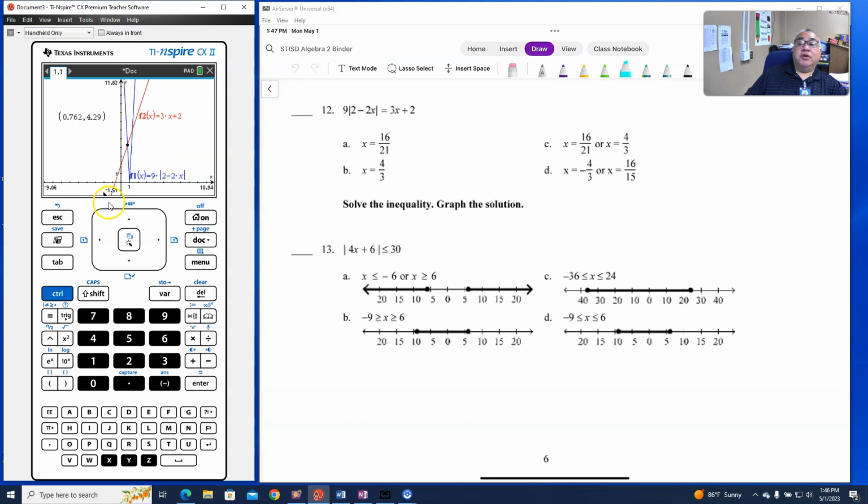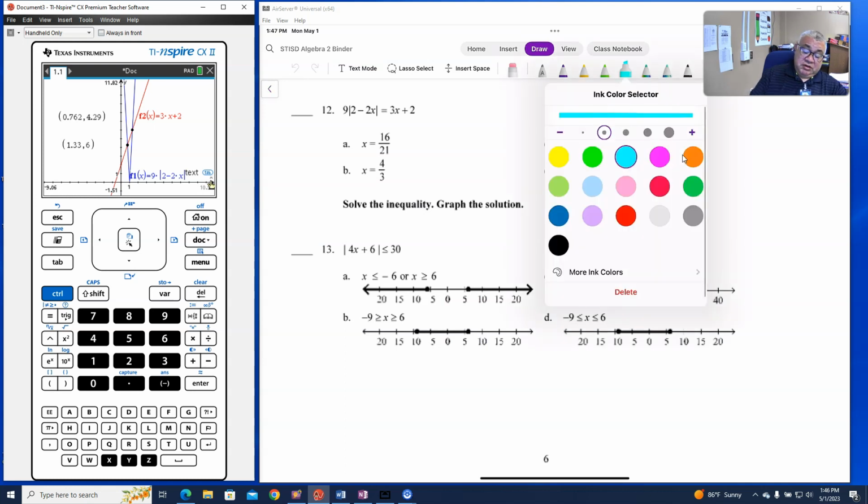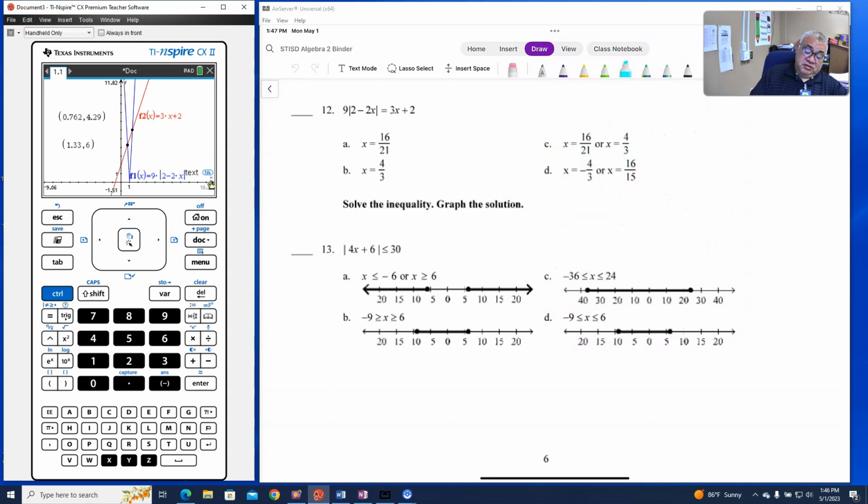So you're looking at 0.762. The 1.33. So it has to be C, 16/21, and then 4/3. So what you also need to do, which I'm going to allow you to do, is check for extraneous answers. So the answer is C.